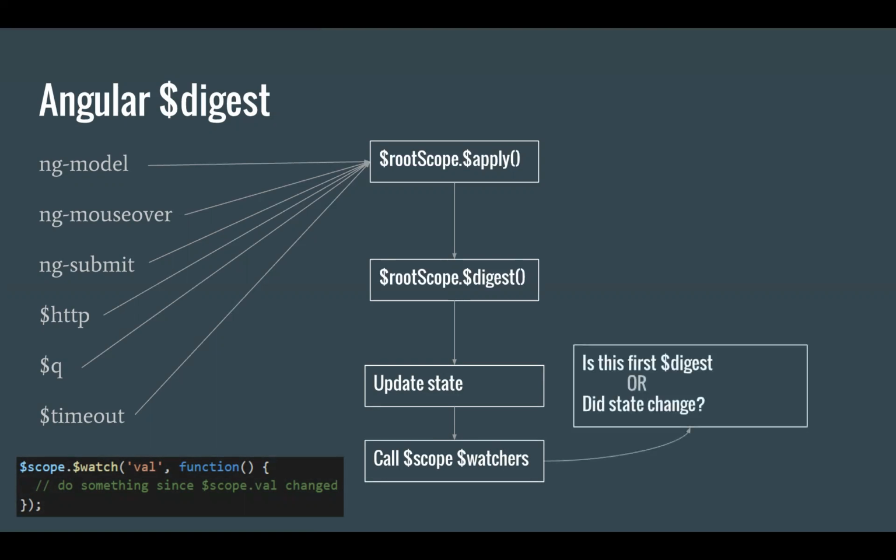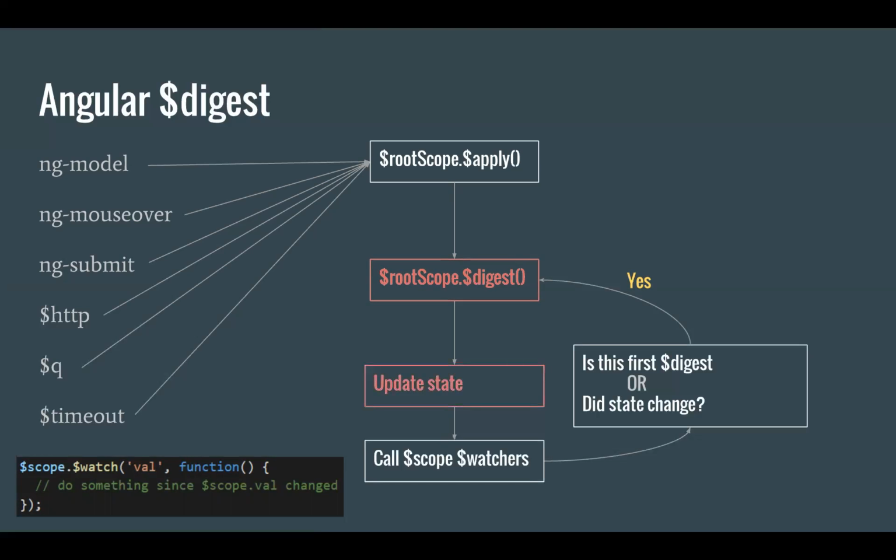Once that happens, it'll ask, is this the first digest call that we've made? And since yes, it'll go back through and call $rootScope.$digest again. So this means every single time that you call $rootScope.$apply, or some internal directive or service that already exists in Angular calls $rootScope.$apply, it calls digest twice. So digest fires at least 2 times every single time you call it.